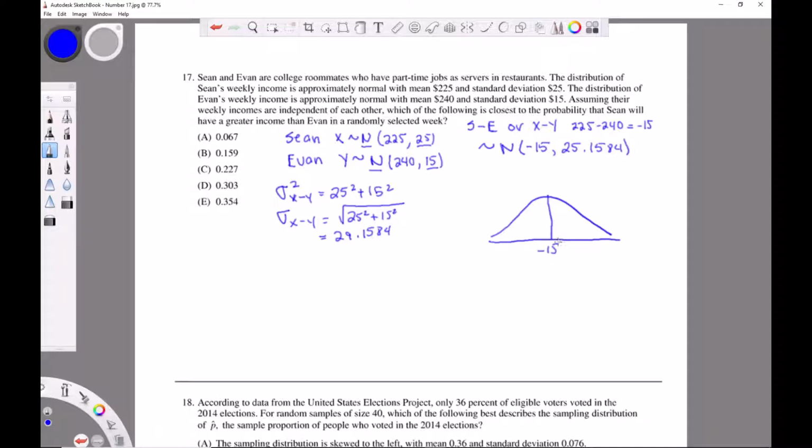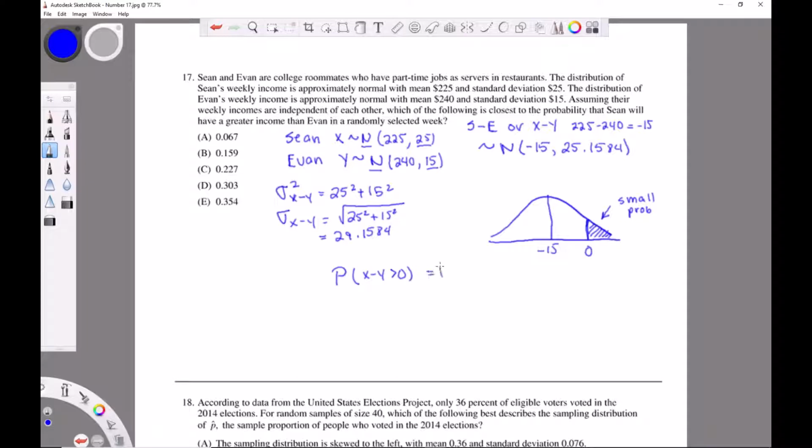Well, we're interested in where Sean will have a greater income than Evan, right? So where they would have the same income would be where the difference is 0. And anything beyond that is going to be where Sean is greater. So this will be a relatively small probability. So we can go ahead and do the probability, and let's say that this will be that X minus Y is greater than 0.